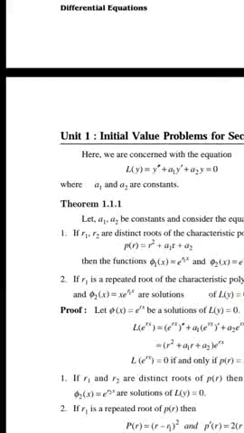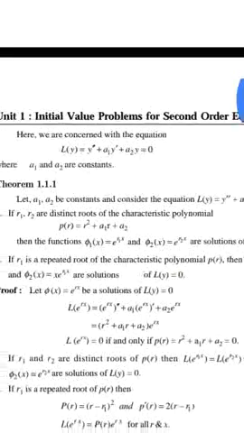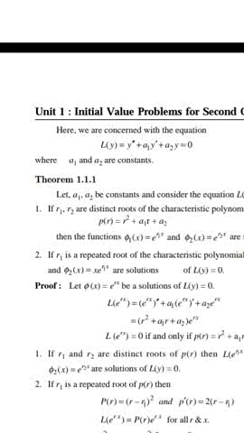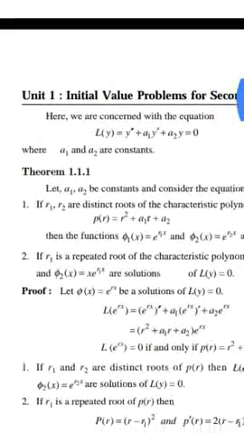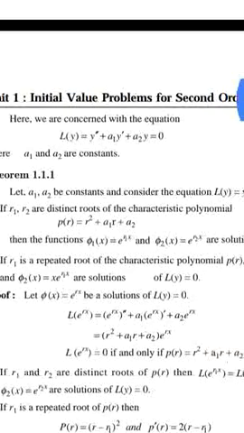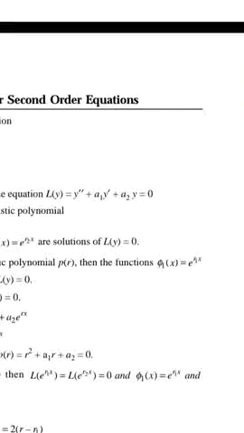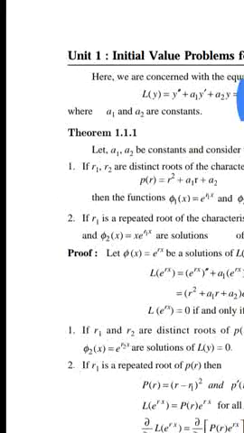Next, the initial value problem for second order differential equations. Here L of y is equal to y double dash plus a1 y dash plus a2 y is equal to 0, where a1 and a2 are constants. Theorem: let a1 and a2 be constants and consider the equation L of y is equal to y double dash plus a1 y dash plus a2 y is equal to 0.